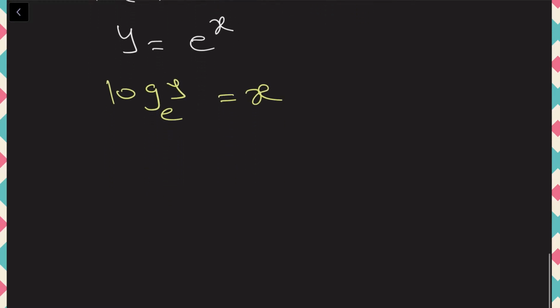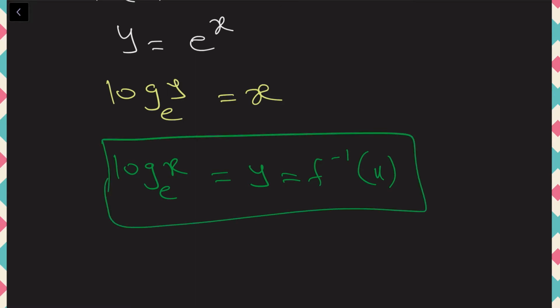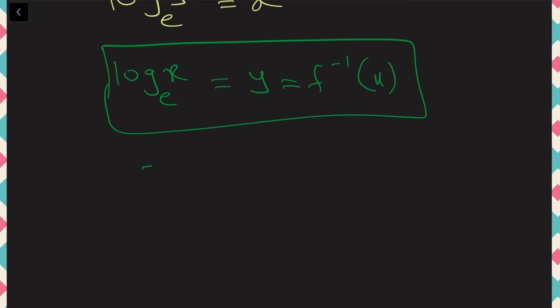Now replace the alphabets. Log x base e is equal to y. This y is nothing but f inverse of x. So f inverse of x is equal to log x base e. Log with base e is called ln x. Next, let us find the inverse of the function g also.